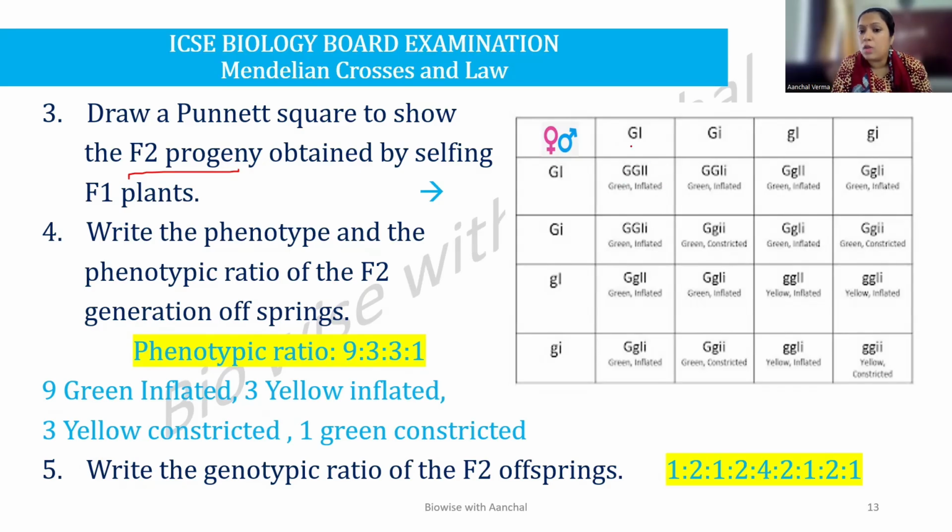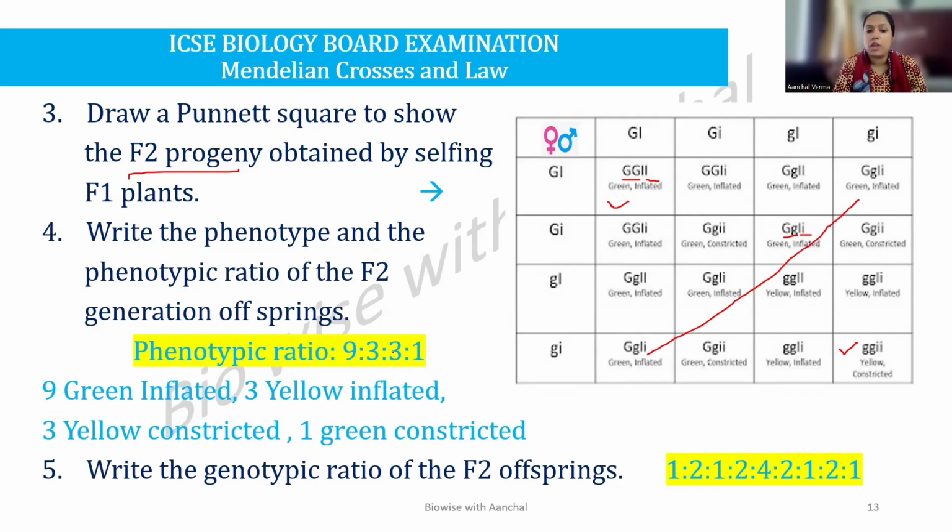Always remember, whenever there are two G's, they will be written together, two I's will be written together. If there are capital letters and small letters, then the capital letter will be written first and the small letter will be written later. The diagonals will show the similar type of F1 trait. There will be one purely homozygous dominant and one purely homozygous recessive. The rest will all be combinations.